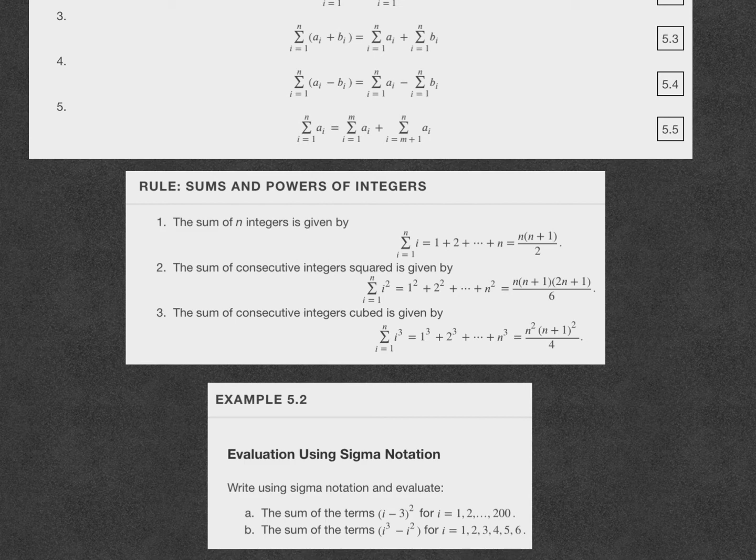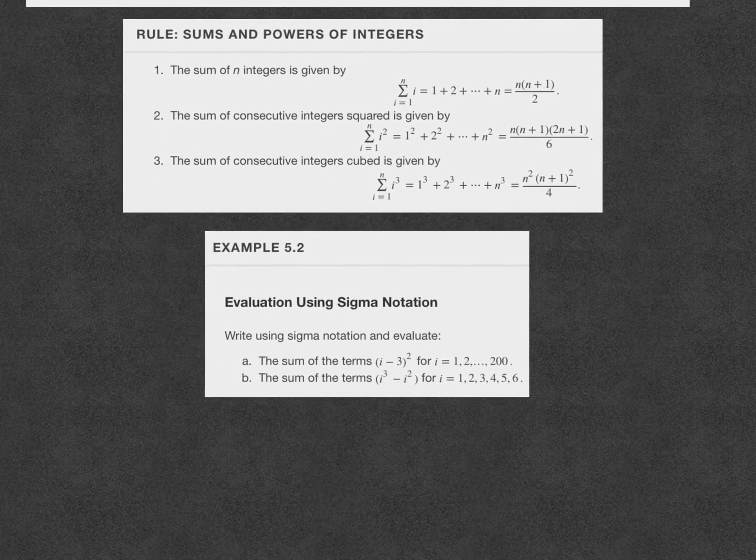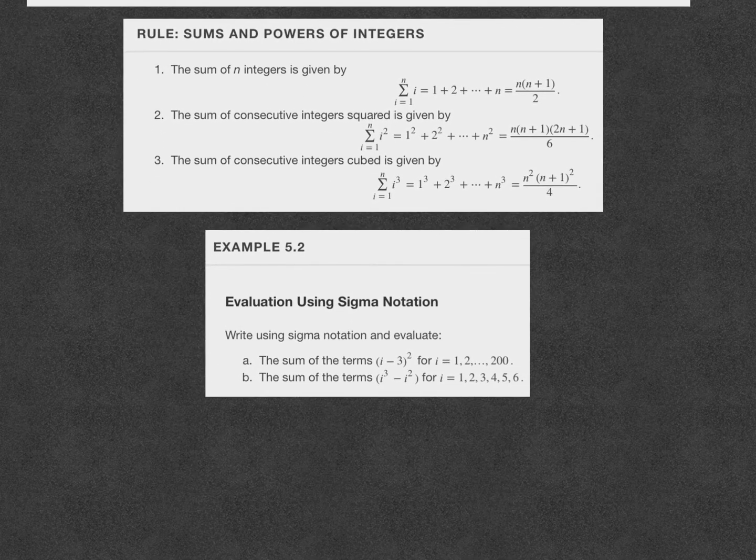And we'll see with this example how we can use some of those properties and rules. So for letter A, we're going to write the sigma notation and then evaluate. It says the sum of the terms i minus 3 to the second power for i equals 1, 2, 3, 4, 5, 6, all the way up to 200. All right, so that would take a while to do by hand. But for part A, to write it in sigma notation, we start with i equals 1. We're going up to 200, and then we're adding i minus 3 squared. I don't want to do that out by hand. That would take a while.